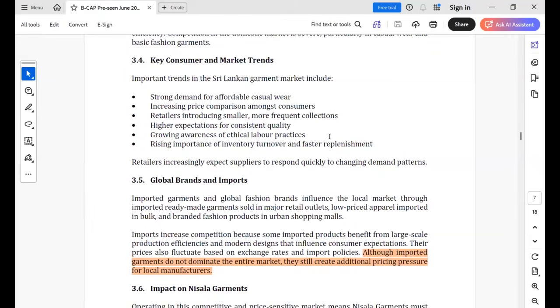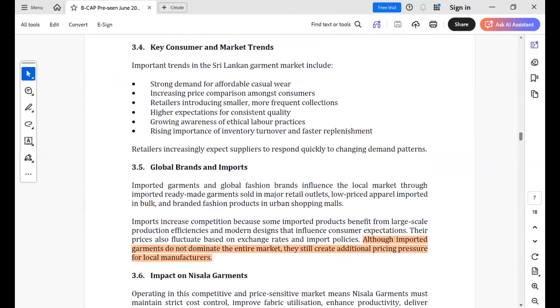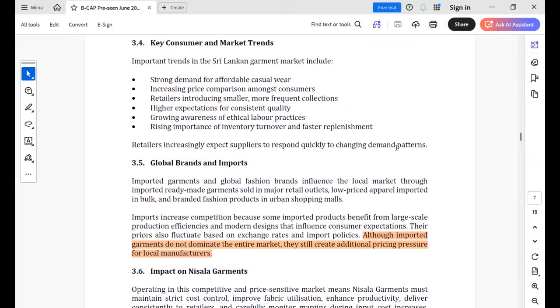Then, the rising importance of inventory turnover and faster replenishment. So you should be able to replace stock very fast, right? If you keep more and more inventory, there will be obsolescence, because the fashion industry is changing fast. So you have to do the replenishment very fast. Otherwise, your product will be out of date, right? You can't sell it. Retailers increasingly expect supply to respond quickly to changes in demand patterns.